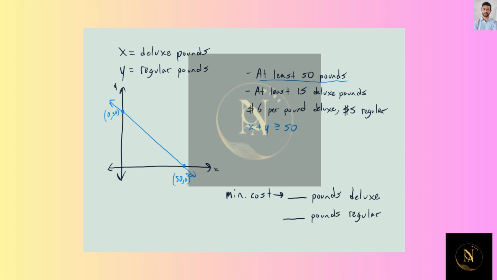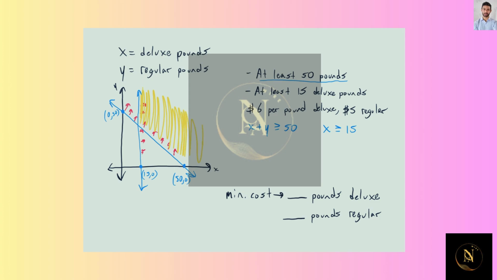The other thing we're told is that we need at least 15 deluxe pounds. So that would mean that X, our deluxe pounds, has to be greater than or equal to 15, and that would give us a vertical linear inequality roughly here. And that would be intersecting the x-axis at (15, 0) for one of our points. And we have to be greater than this line, and we also have to be greater than our vertical line. So our intersection, as far as where our possible feasible region would be, is everything in this section.